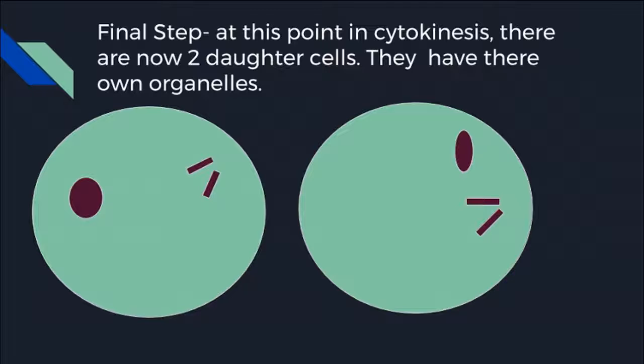The final step at this point of cytokinesis, there are two daughter cells. They have their own organelles.